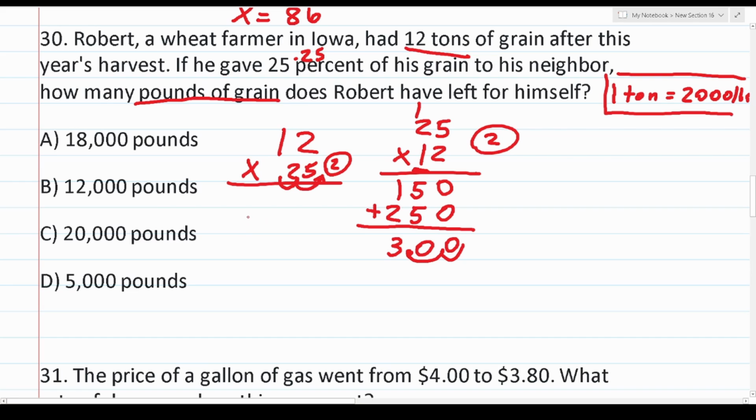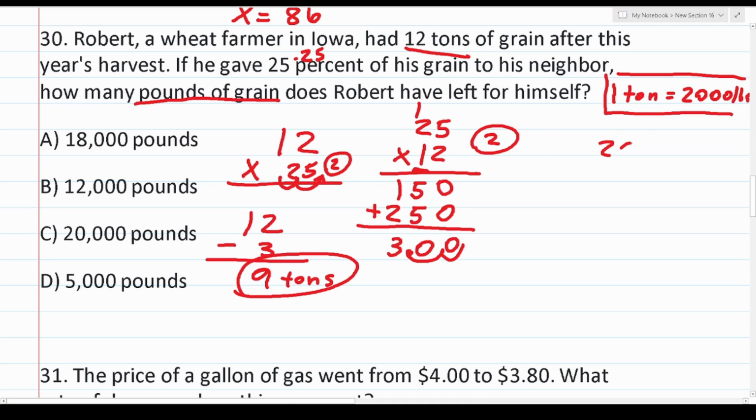So in other words, if Robert gave away 25% of his grain to his neighbor, he gave away 3 tons. So 12 minus 3, of course, is 9. That leaves him with 9 tons for himself. Okay, so at this point, we know he has 9 tons left for himself. But that said, we want to know what that amount is in terms of pounds. So here's where we're going to take tons and convert it to be in terms of pounds.